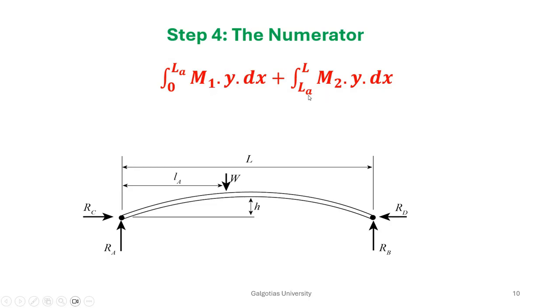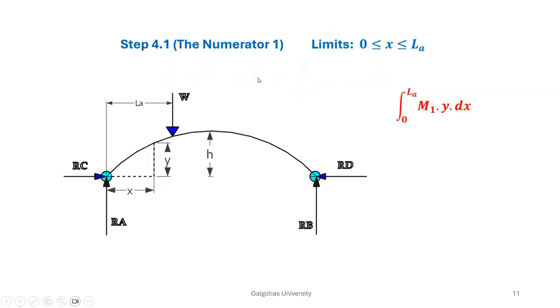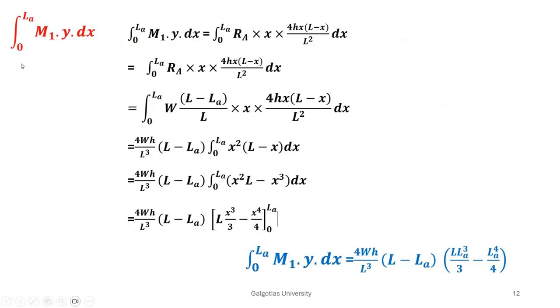As I told you, we have two expressions where the limits of x are between 0 to LA, and the second limit is between LA to L. Then we evaluate the first expression, that is m1 into y dx. So here you can see that x is less than LA, where LA is the point of application of the load W. Now proceeding further, you multiply this m1 by y dx.